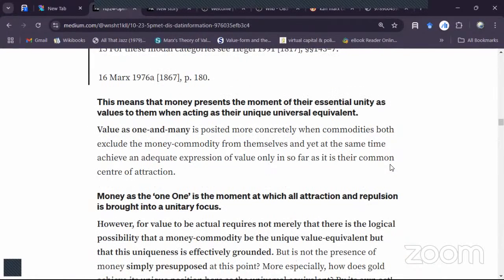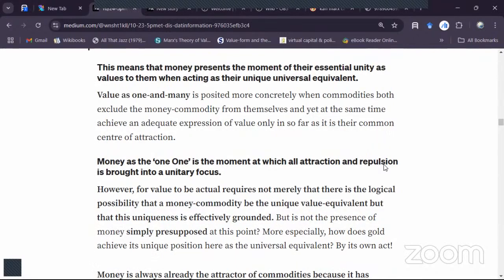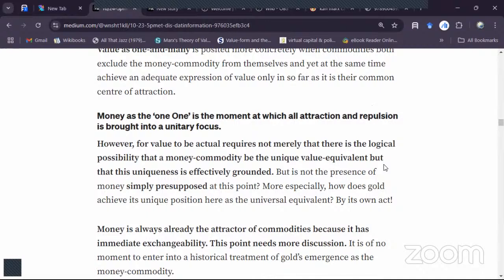Money as the one is the moment at which all attraction and repulsion is brought into unitary focus. However, for value to be actual requires not merely that there's a logical possibility that a money commodity be the unique value equivalent, but that this uniqueness is effectively grounded. So that's what happens at the end of Christmas Story, right? It is not the presence of money simply presupposed at this point.